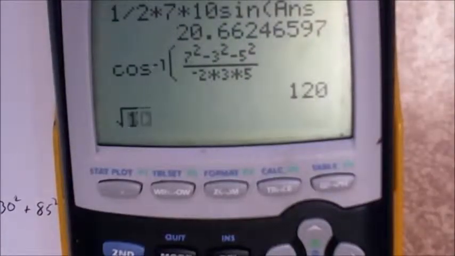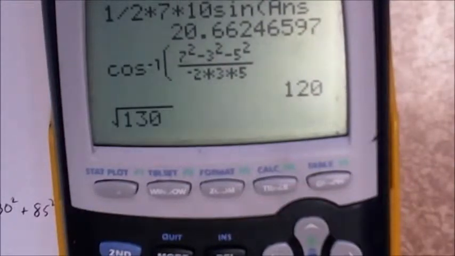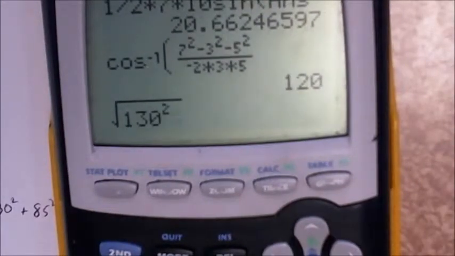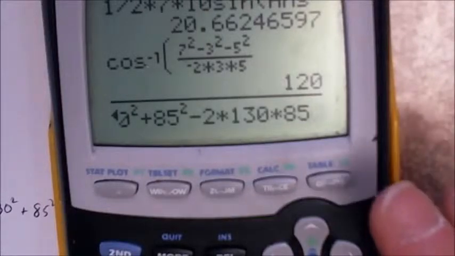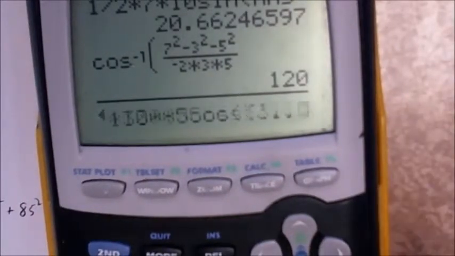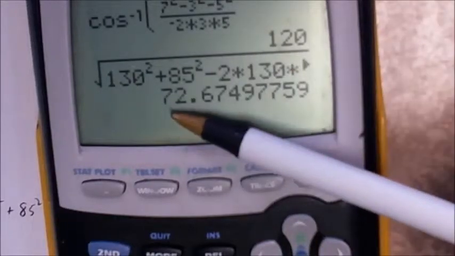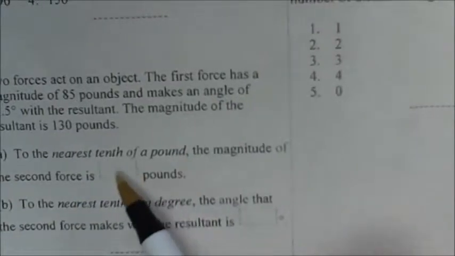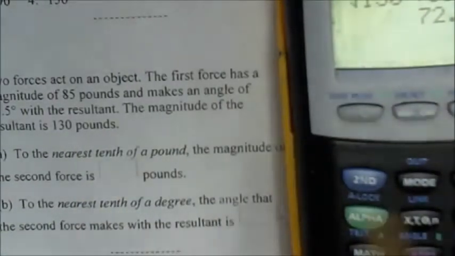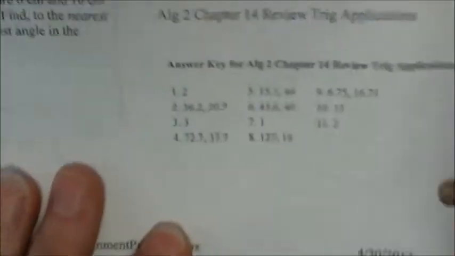The square root of b squared plus c squared minus 2 times b times c times the cosine of 31.5 degrees, and that side is 72.67. That rounds up to 72.7. The answer to number 4. So to the nearest tenth of a pound, that would be 72.7. And remember, all of the answers are on the back here. 72.7, the answer to number 4.